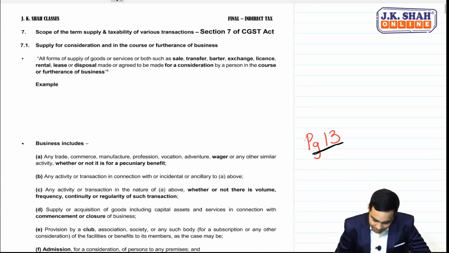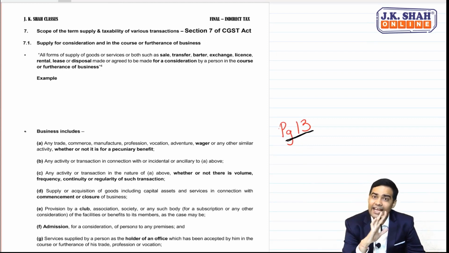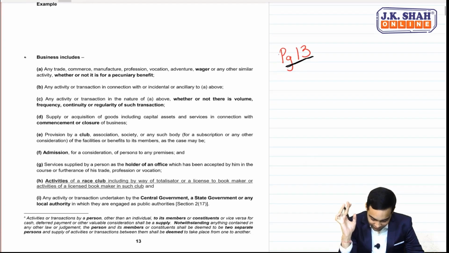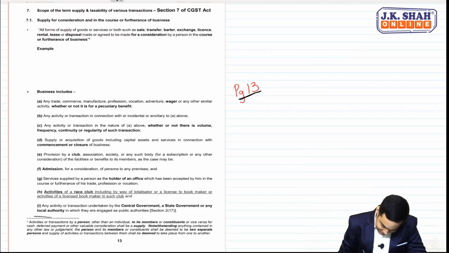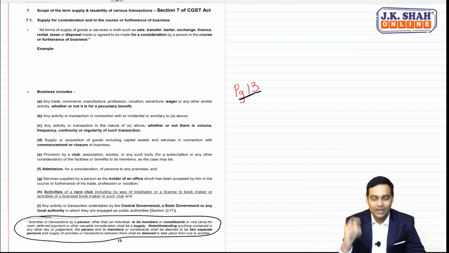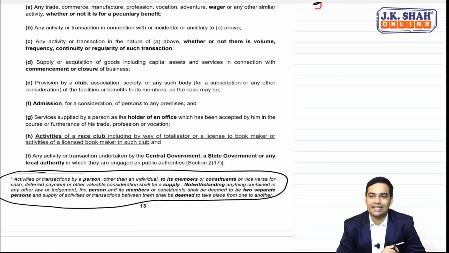Now, this page number 13 and page number 13 of your book is the same except for the amendment part. Now, how will you find out the amendment? The amendment on this page is there in the footnote. This particular part in the footnote, this is the area where the amendment has taken place. Let me take you through this amendment and thereafter I will make you read this.